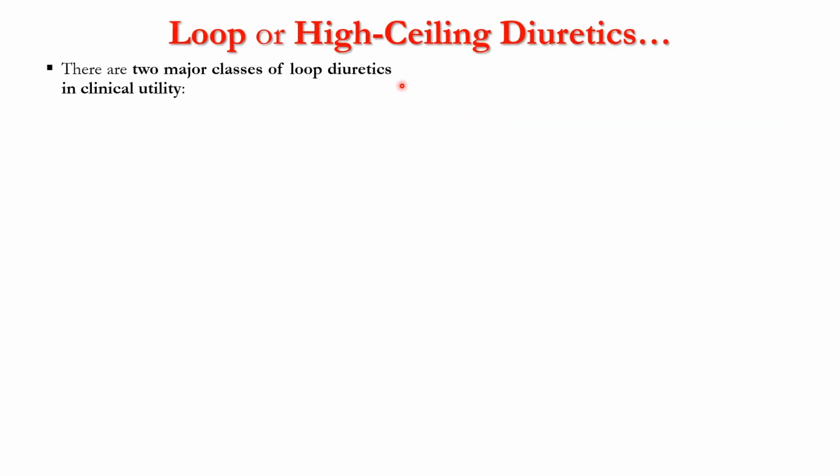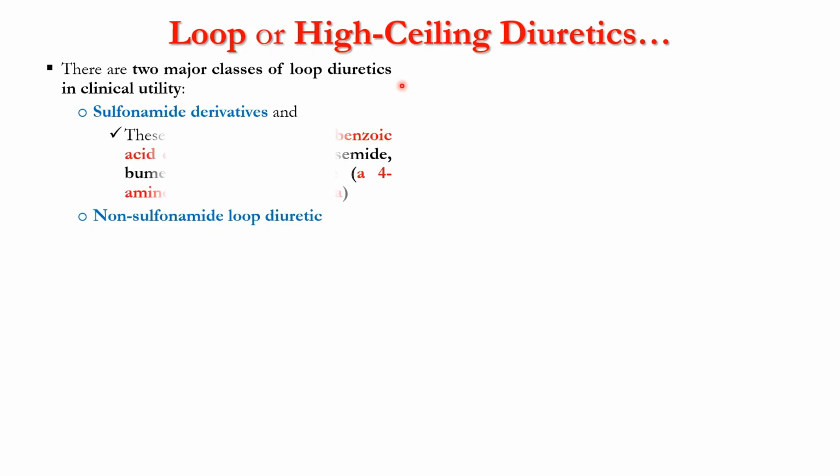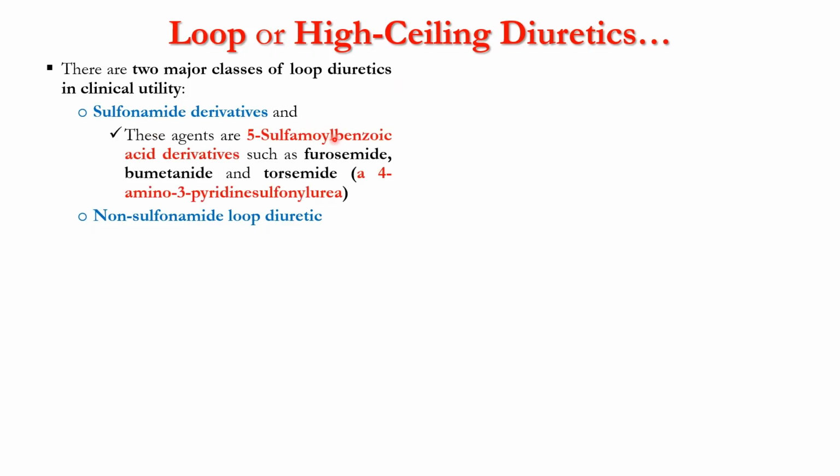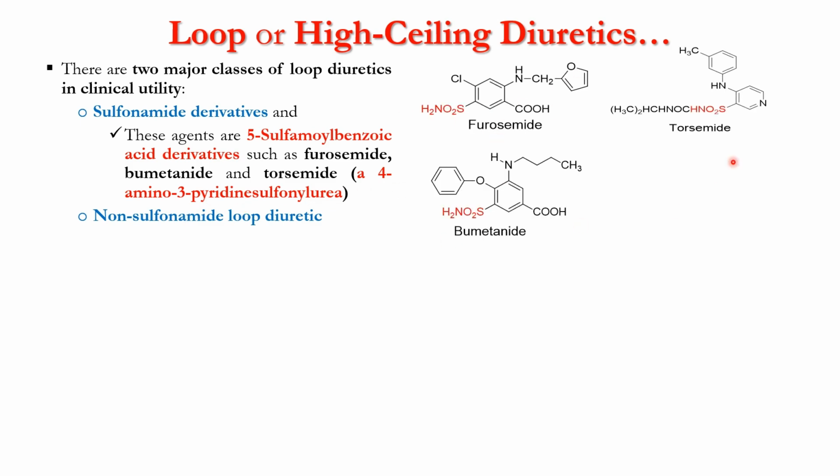The loop diuretics have two major classes that are clinically utilized: the sulfonamide derivatives and the non-sulfonamide derivatives. Again, the sulfonamide derivatives have two classifications: the 5-sulfonyl benzoic acid derivatives, and the 4-amino-3-pyridine sulfonylurea derivatives. So these are three classes.